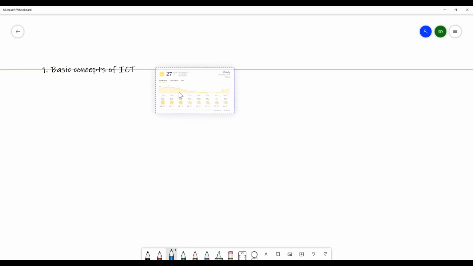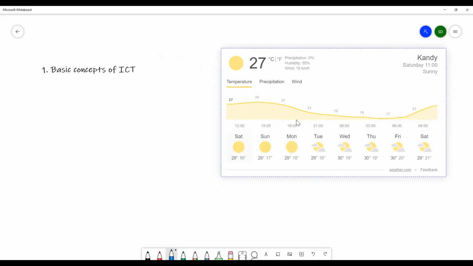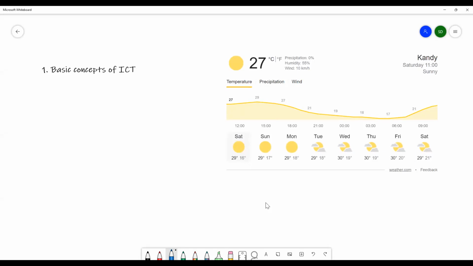Okay, so let me show you. Now this I have taken from Google. I typed what is the weather today, right? And this is what I got from weather.com. And it tells me that today's weather in Kandy, right now, it's 11 o'clock, they say. By 11, it's sunny. Let's talk about the precipitation and humidity and wind. But overall, we can say today is a sunny day. The highest temperature is 29 degrees and the lowest temperature is 16 degrees.